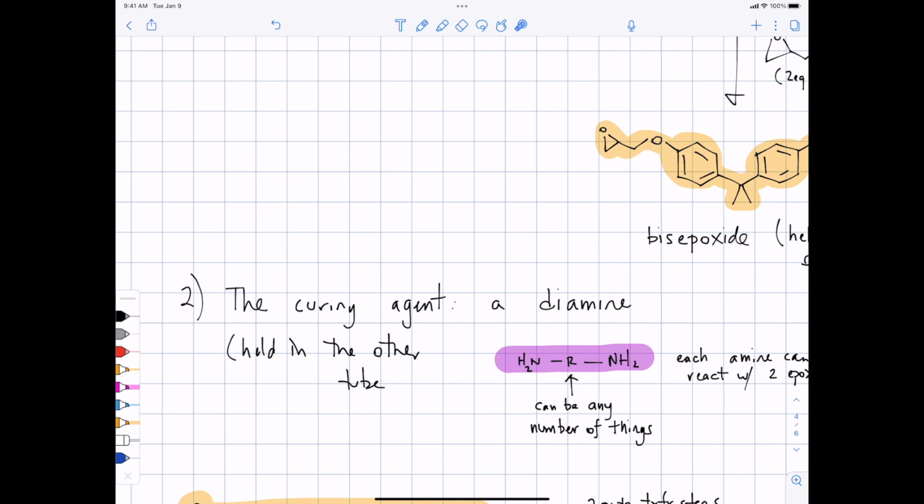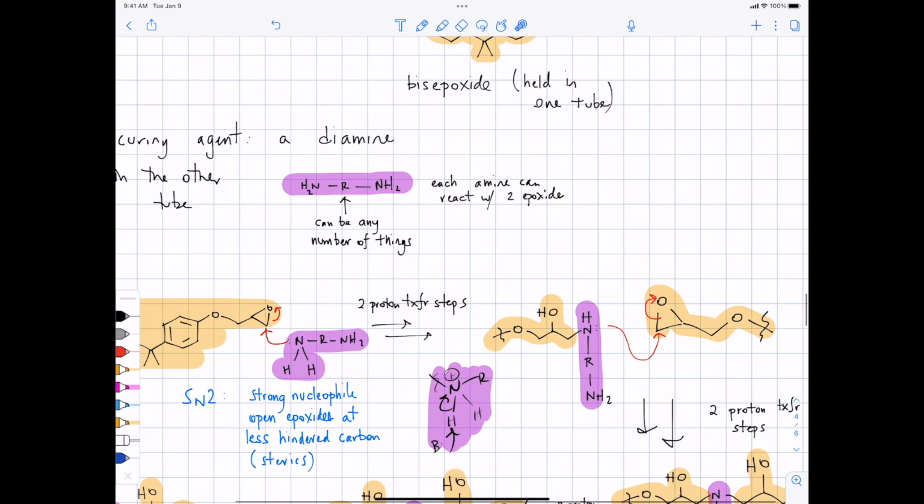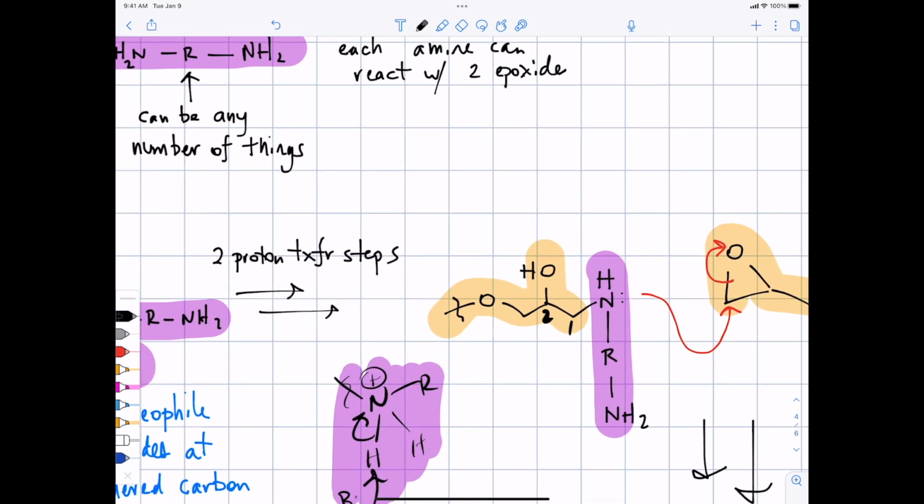One of the amino groups attacks the epoxide, you get a proton transfer step, and then you have the rest of the epoxide. This is that 1-2 substitution pattern we talked about. Do you see how that's the product of epoxide opening?